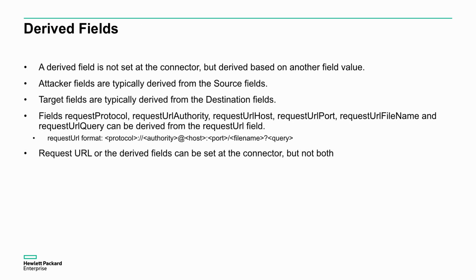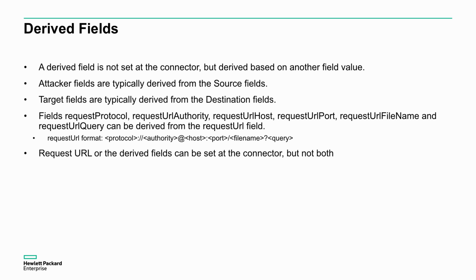So I mentioned this a second ago. We have derived fields. So these are not set at the connector level. A connector, or a smart connector, is typically how we're receiving the data and processing the data as it goes towards the ArcSight ESM solution. But normally these are derived from another field within the system.